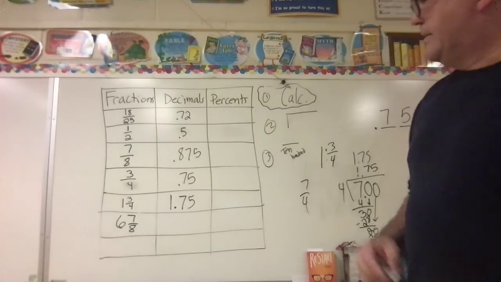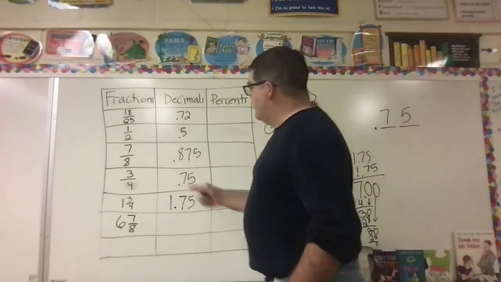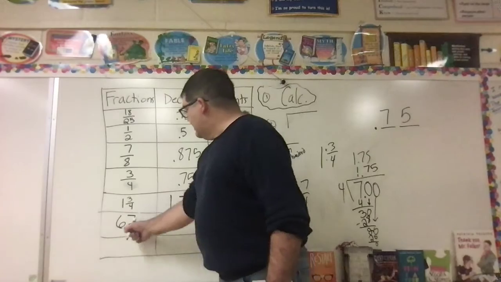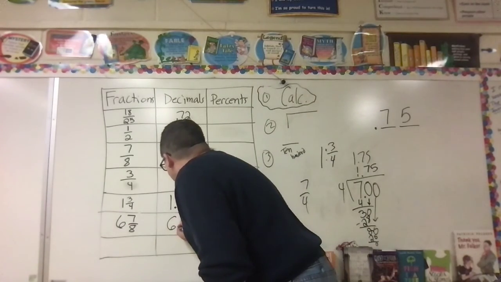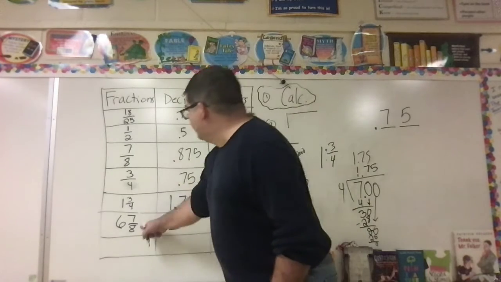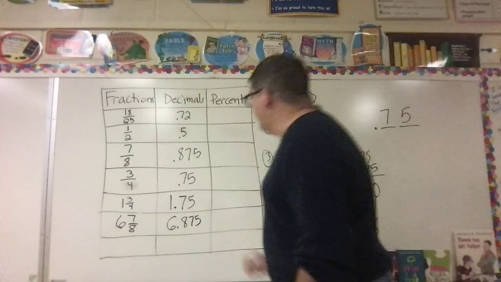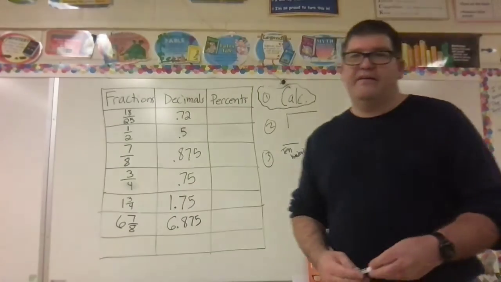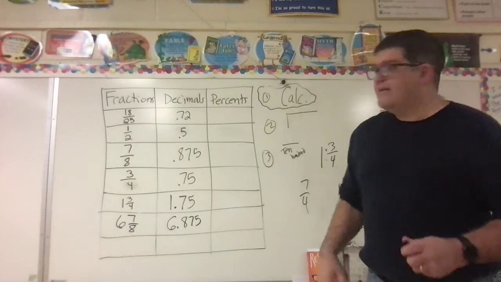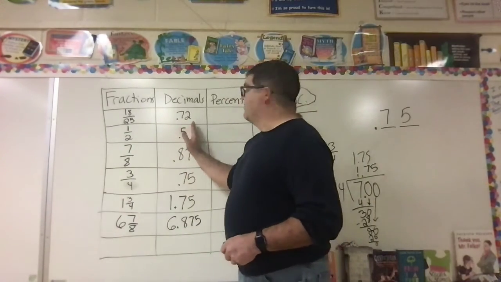Okay. So, last one. 6 7/8. Now, we did 7/8 up here, and I know 6 is a whole number, so 6 is going to go here, point, and then 7/8, 8, 7, 5. All right. Now that's the way, whenever you have a fraction, to get it to a decimal.